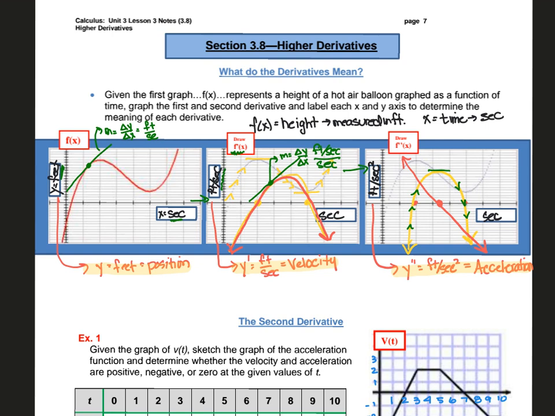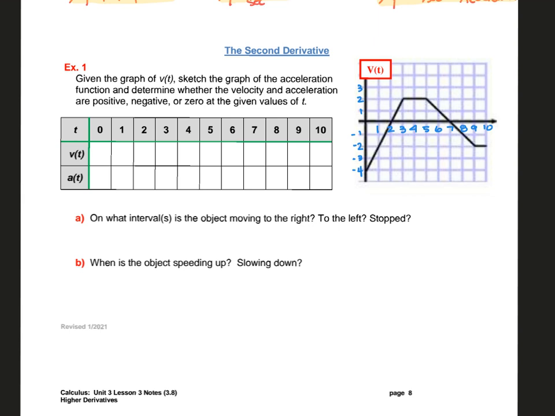Now let's take that in example 1 and figure out how to interpret that. Be with you in a sec. All right, for this graph, we are going to now talk about the second derivative. The problem says, given the graph of v of t, this is the first derivative or velocity graph, sketch the graph of the acceleration, which is a graph of the slope values, and determine whether the velocity and acceleration are positive, negative, or 0 at the given values of t.